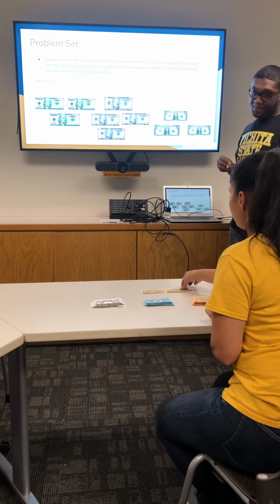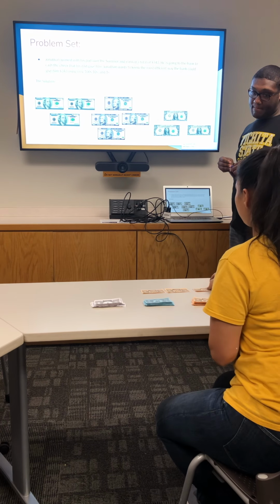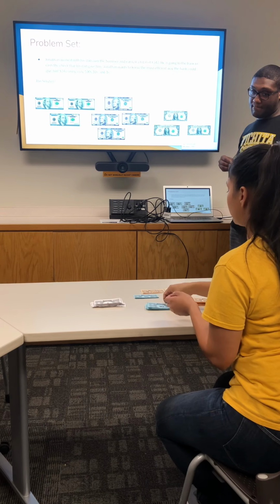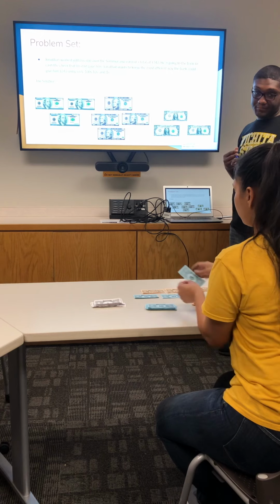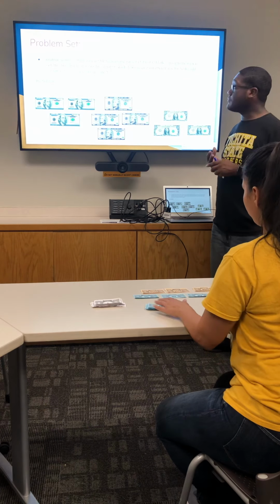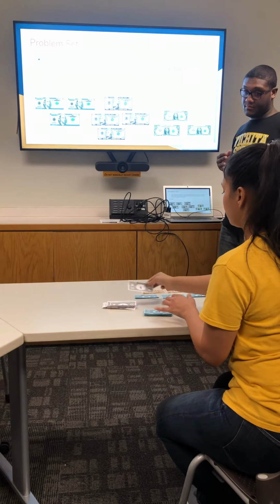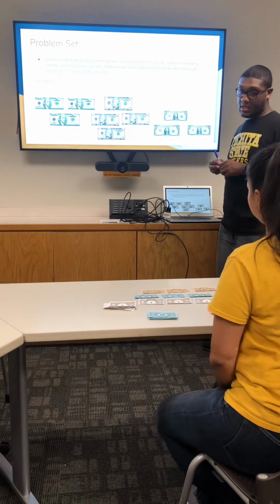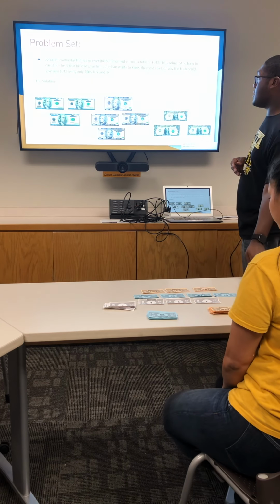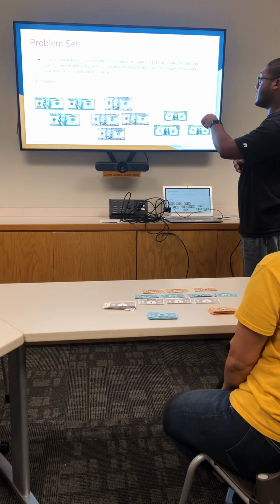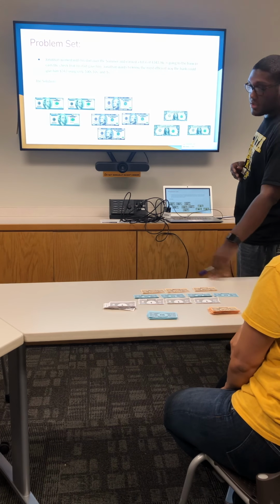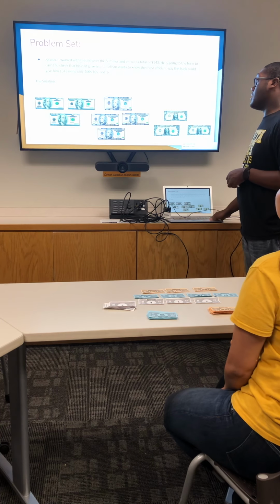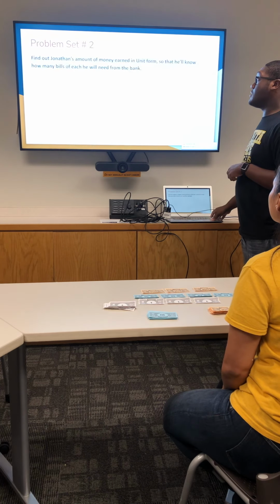100, 200, 300, tens, 10, 20, 30, 40, 1, 2, 3. Very nice. So she made the same number as we have up here, modeling it with our Monopoly money, or our play money, our play class money. Very nice. So now let's do our problem set number 2.